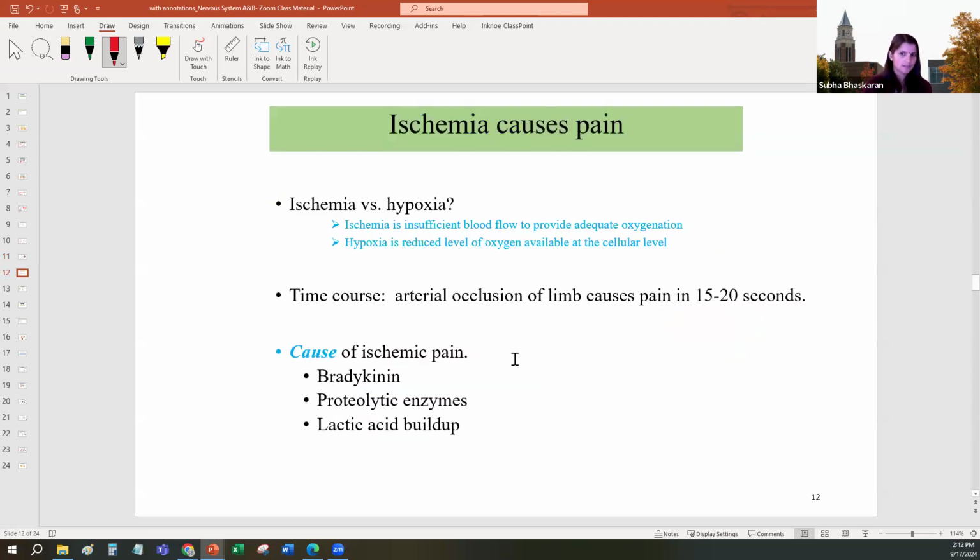Ischemia causes pain. These are important terms to understand: ischemia versus hypoxia. Ischemia is insufficient blood flow to provide adequate oxygenation. And hypoxia, because of reduced blood flow, what happened? The tissue is suffering from a reduced level of oxygenation. All right, so basically they're deprived of what? Oxygen.